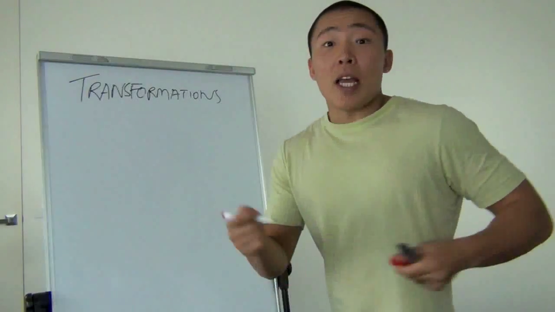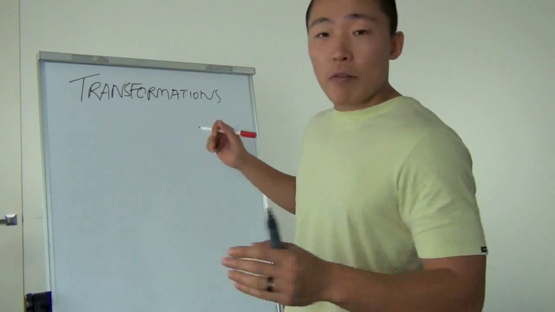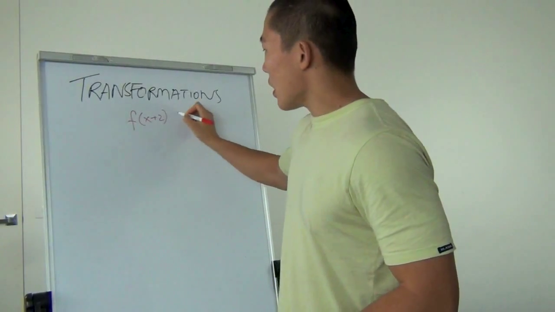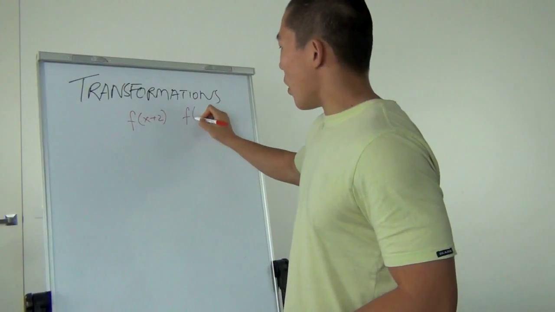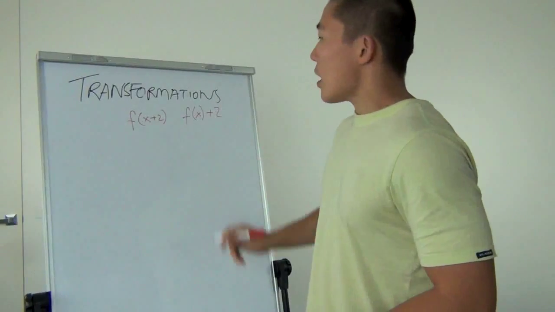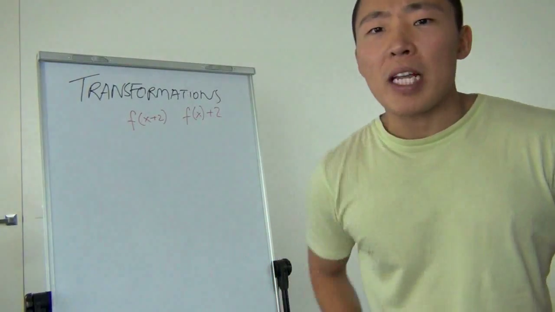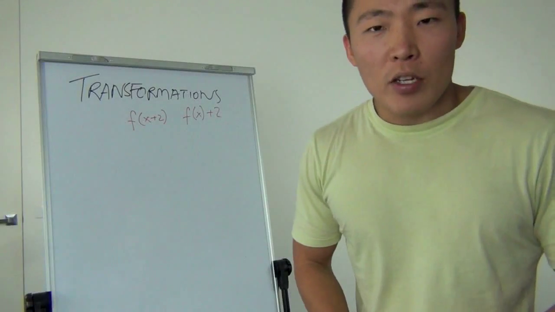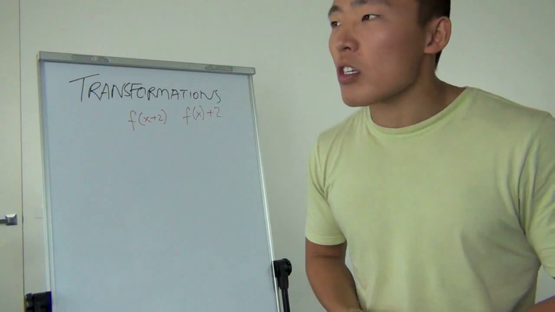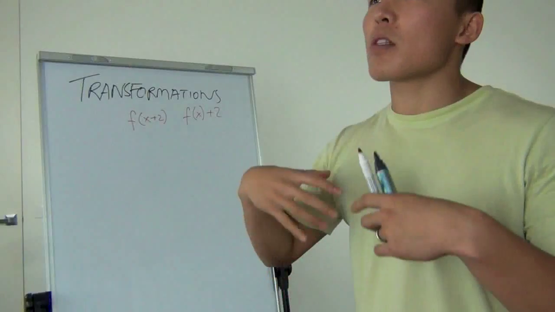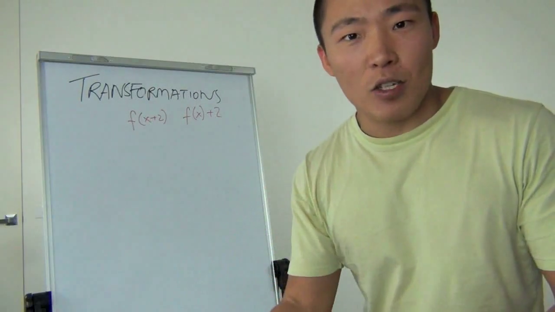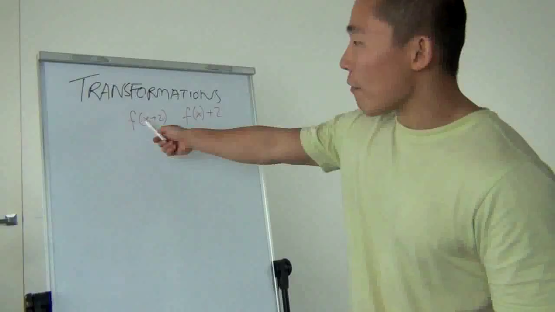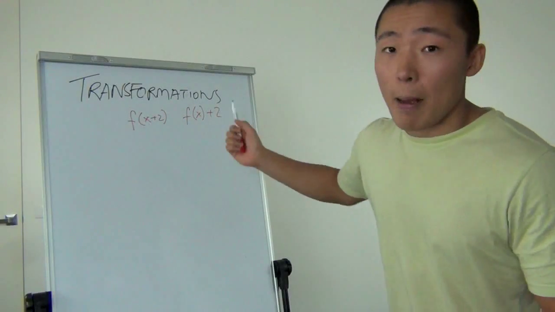All right, so here's how it works. I'm going to give you f of x plus 2 and f of x plus 2. Now, I'm going to ask you a very quick and very simple question: inside or outside? You may not know the answer, but I want you to just answer with whatever makes the most sense to you, whatever is intuitive to you.